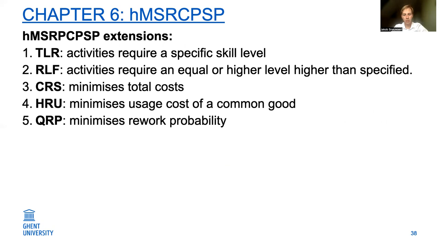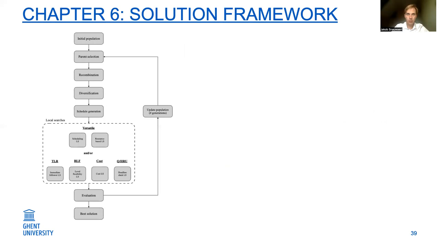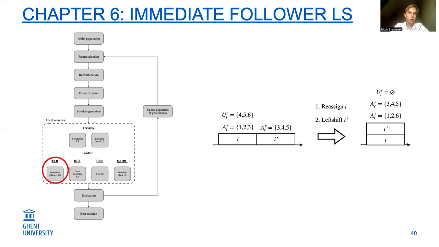This is the framework that we use. Again, it was embedded in a genetic algorithm, so it looks like a genetic algorithm, but there is one important difference, which are the local searches that we introduce. For the task level restriction problem, we introduce an immediate follower local search, which will try to reassign an activity in order to left shift its immediate follower.